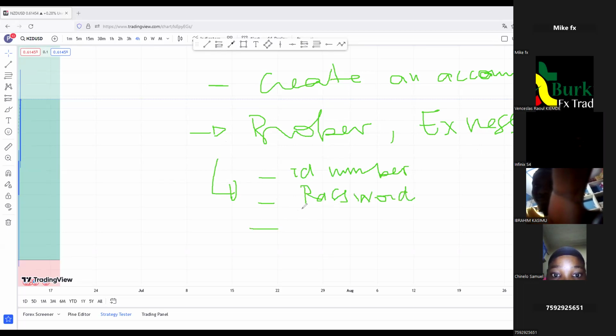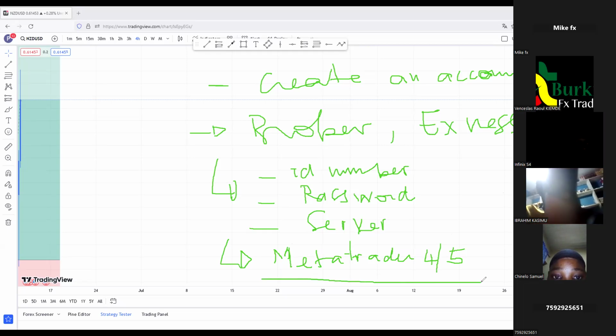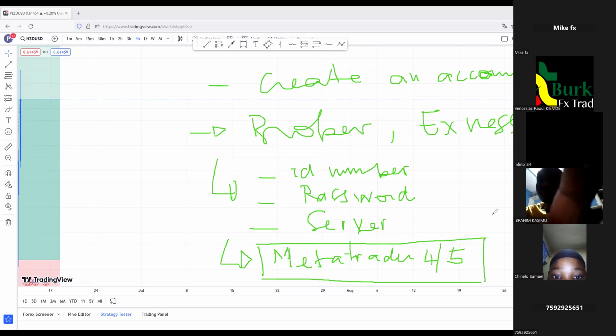You will put the password you want, and you will also have a server. You will use that information to log in to MetaTrader 4 or MetaTrader 5, right? You will connect your account to an app called MetaTrader 4 or MetaTrader 5. And after connecting your account to this app, you can now start trading, right?